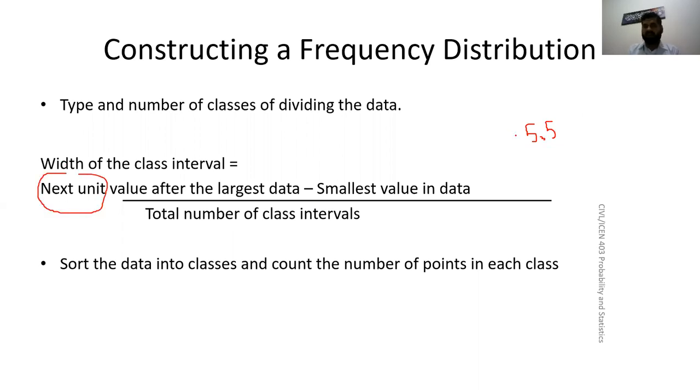Remember, if you are writing whole numbers, let's say 5, 6, 7, 8, then next unit to 7 is 8. But here I'm writing decimals, 2.0, 3.5, 5.5. The next unit to this is 5.6. This is the next unit. Okay, so minus the smallest data, which is 2.0, divided by total classes, which were 12. So it came out to be 0.3.